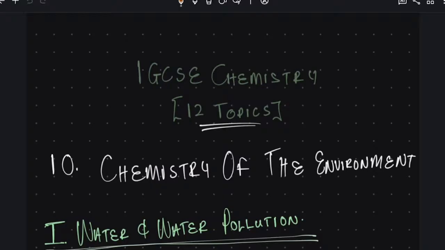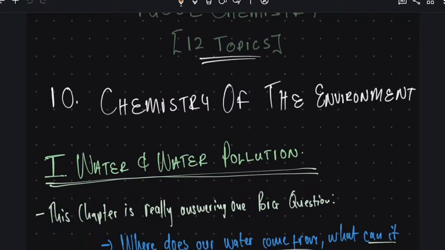Let's go. We are doing chapter 10. We have 12 chapters for Chem. Chapter 10 is the chemistry of the environment. I'm not going to do any boring topic for the next few months. We are going to do the big ones and we're going to get them out of the way real quick. Chemistry of the environment, you have to know three things: water, air, fertilizers.